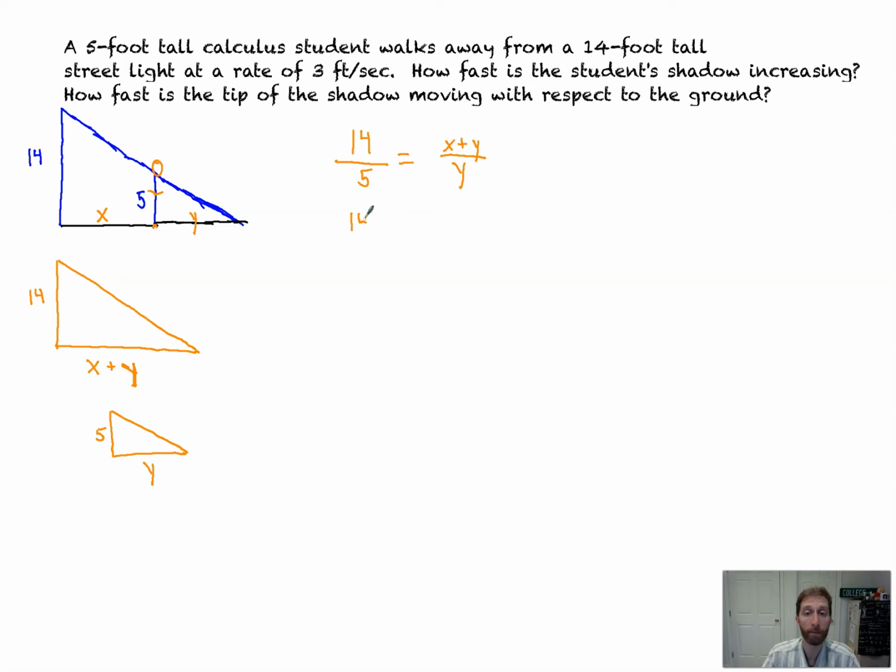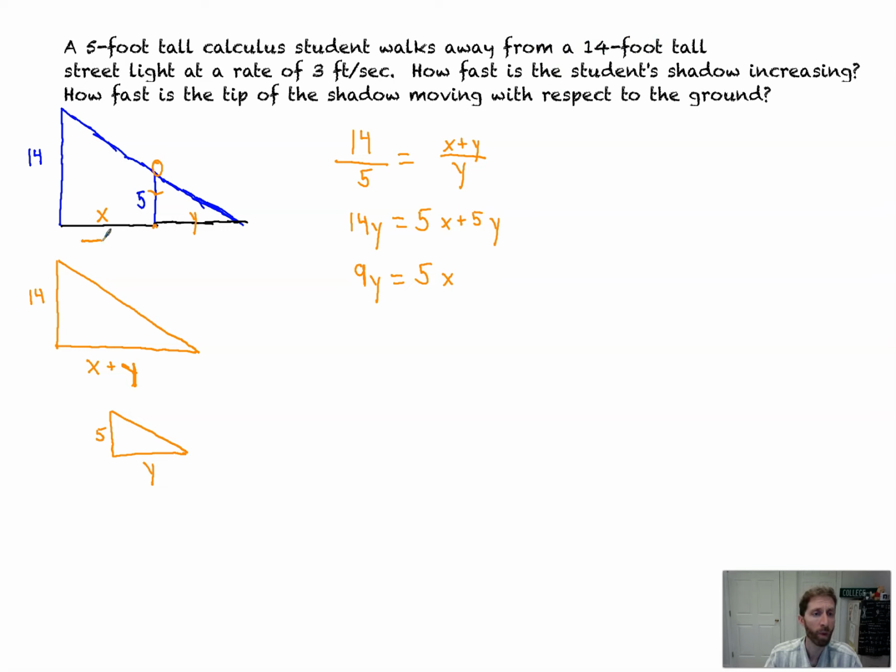14 times y is equal to 5x plus 5y. Okay, so now from here, we subtract 5y from both sides, so that's 9y is equal to 5x. And now, it really doesn't matter technically which variable you solve for, except let's now check out the information we have. From a 14-foot tall streetlight at a rate of 3 feet per second.